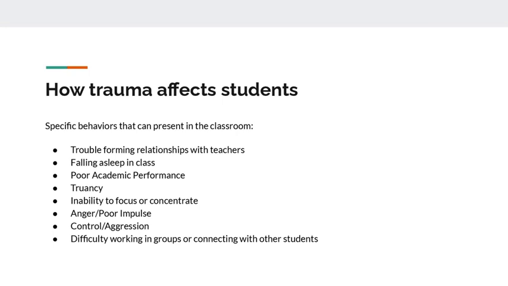Some of the more specific ways that trauma can impact students, and behaviors that can start presenting in classrooms, include things such as trouble forming relationships with teachers, falling asleep in class, and poor academic performance. A student who was doing well previously starts to not submit their homework or do their assignments. Truancy, so not coming to classes or to school, and inability to focus or concentrate.